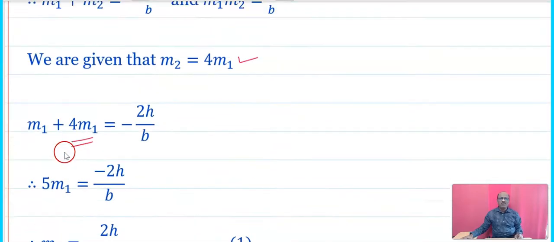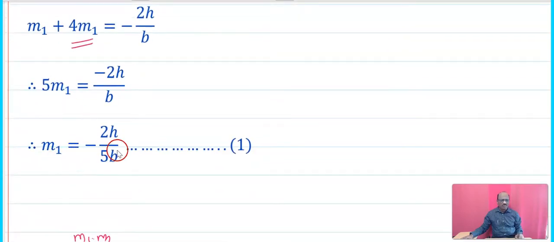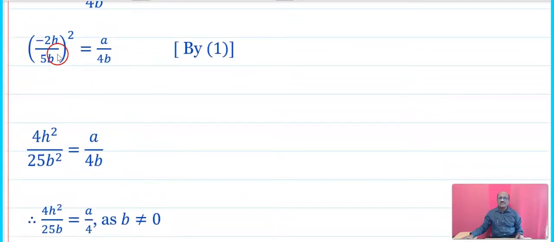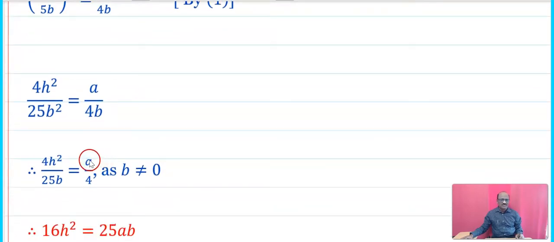But what is the value of m1? The value of m1 is −2h/5b. (−2h/5b)² is equal to a/4b. Their squares, that is 4h²/25b² is equal to a/4b, and on simplification, b on both sides of the denominator gets cancelled and you will get 4h²/25b is equal to a/4, where b is not equal to 0.